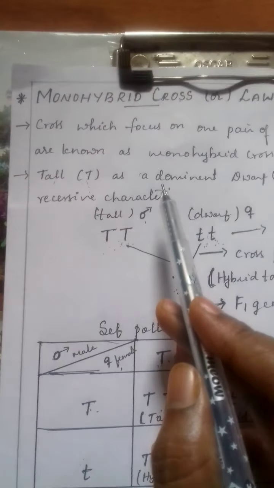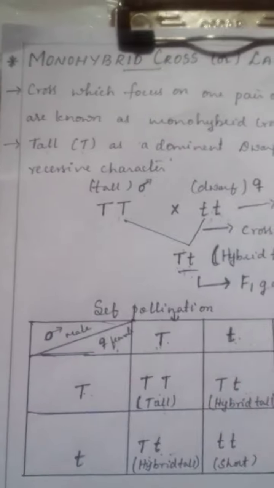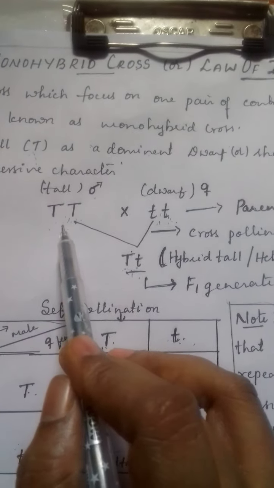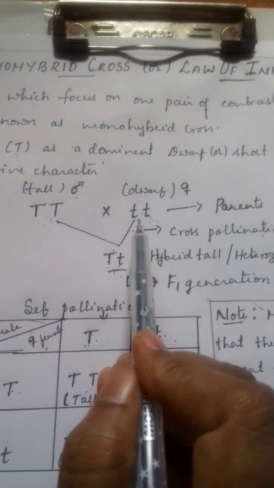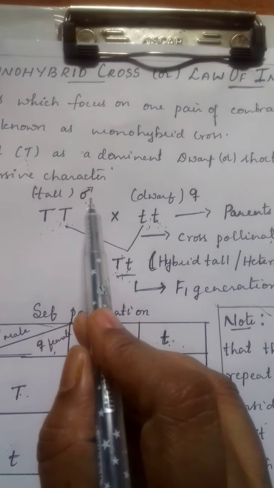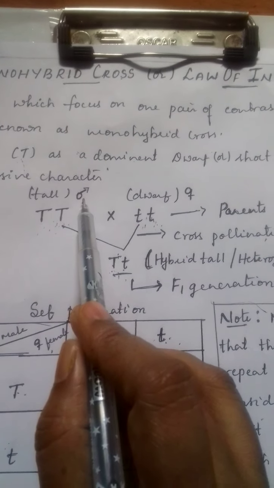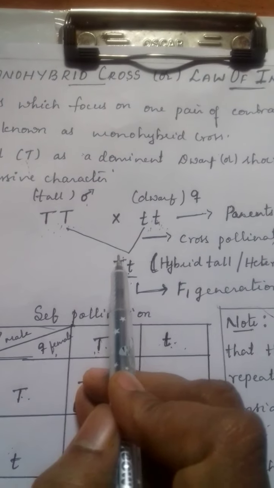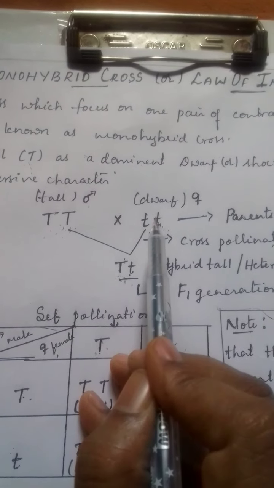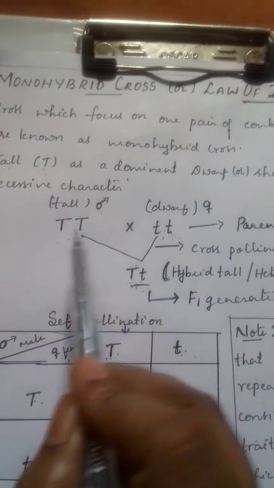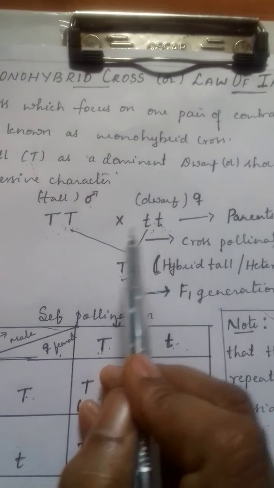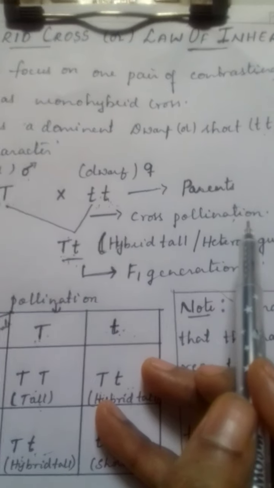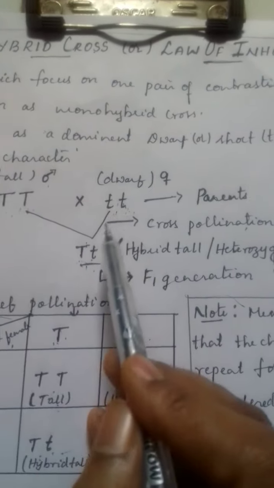In this monohybrid cross, Mendel took two plants, a tall plant and a short plant. Tall is dominant, short is recessive. Also, tall is the male. This is the symbol of a male and this is the symbol of a female. This is a male flower and this is a female flower. Both are unisexual flowers. So there is a pollination, a cross pollination between the tall plant and the short plant.